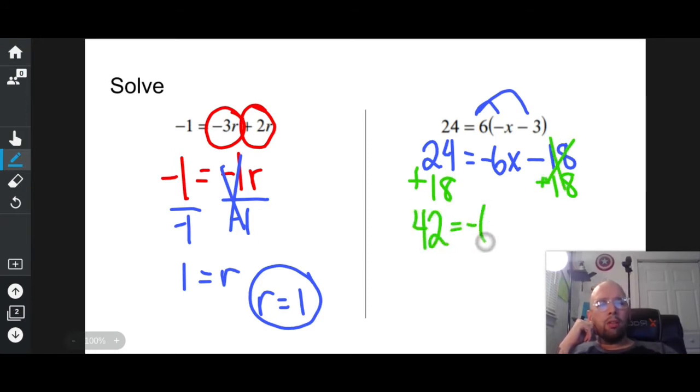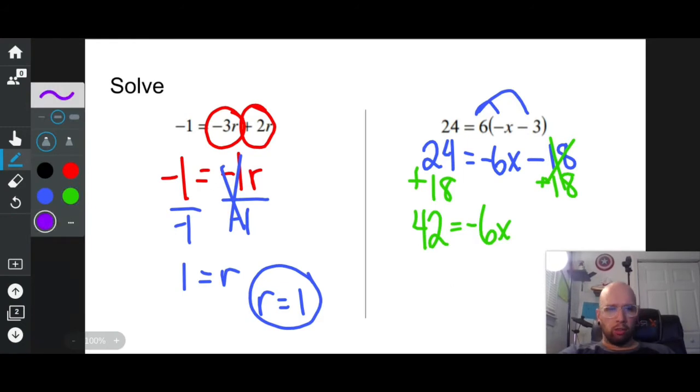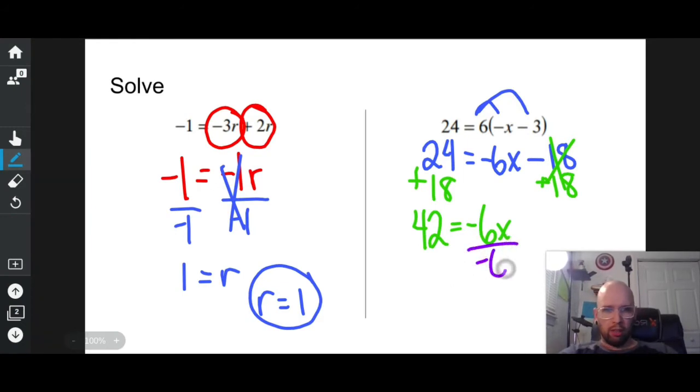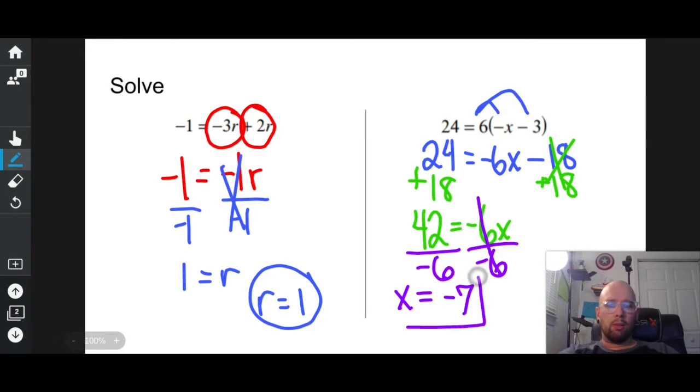42 equals negative 6x. Is x all by itself? Nope. What is in the way? Negative 6 is in the way, so let's divide everything by negative 6. Divide everything by negative 6. Cross you out. I get negative 7, and I'm going to put my x on the left while I'm at it. All right. Good job, me. I hope it gets harder because that was pretty easy.